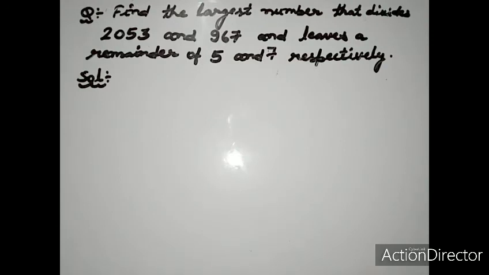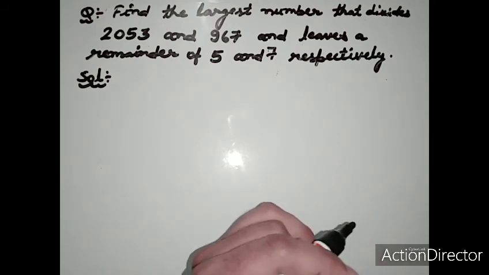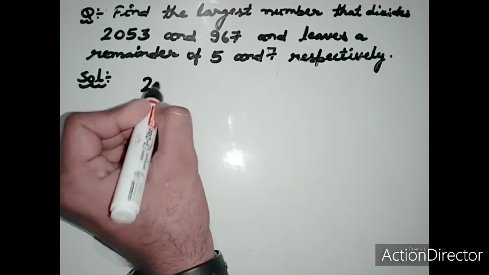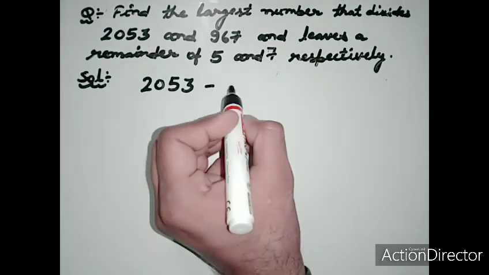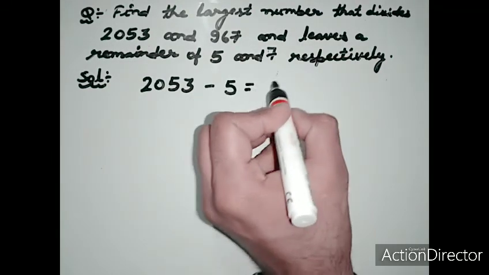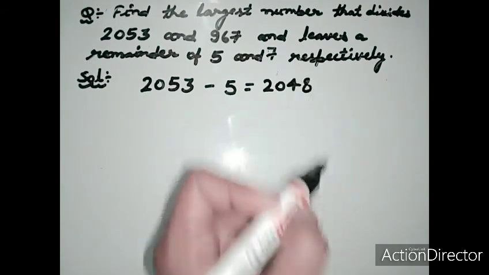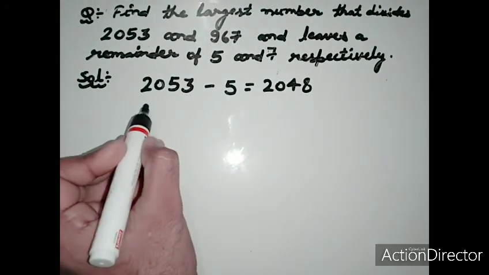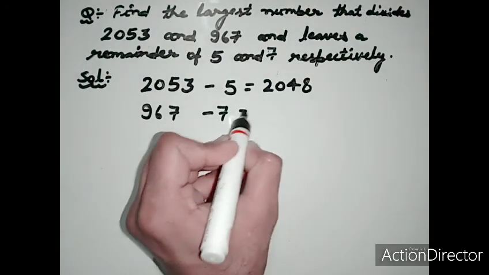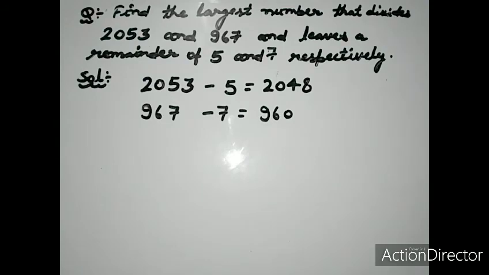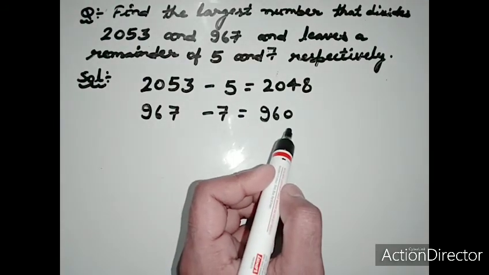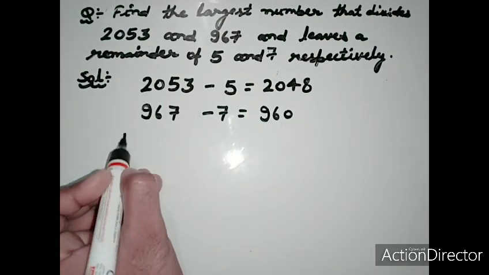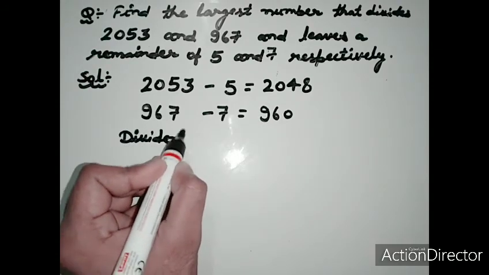Now it is given that on dividing 2053 by the required number there is a remainder of 5. This means that here we subtract 5 from 2053 and here we get 2048. Now in the second number 967, here we subtract 7. So 967 minus 7, we get 960 here. Now we compare these two numbers here. Which number is greater? 2048. So here we take 2048 as a dividend.